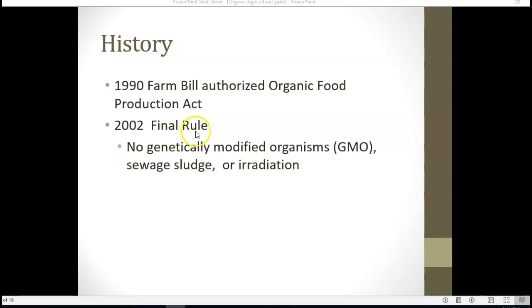It actually just took so long to get it because organic legislation was authorized in the 1990 Farm Bill, but it took about 12 years of rulemaking and gathering public comment to be able to have a final rule. And one of the key things about the final rule that the public really emphasized is that there are no GMOs, no genetically modified organisms in the organic program, no sewage sludge used as fertilizer, and no irradiation of food products.